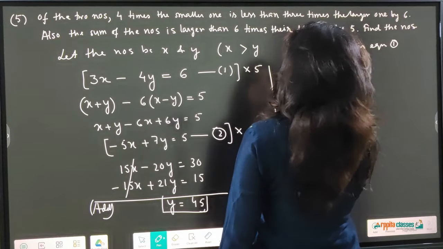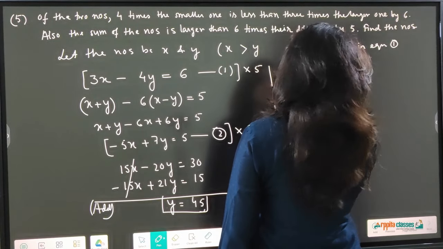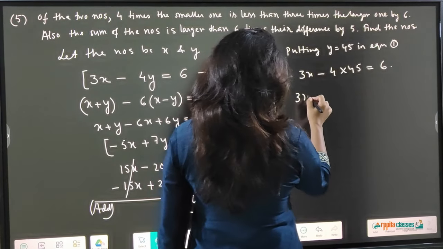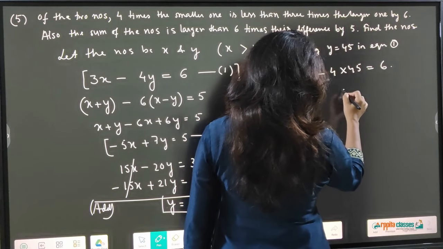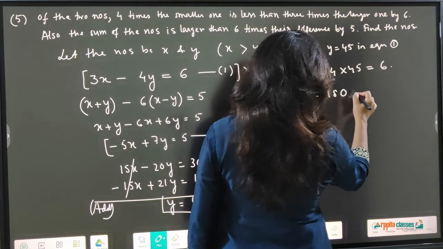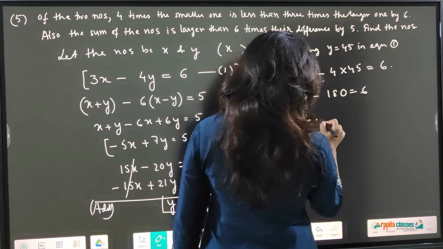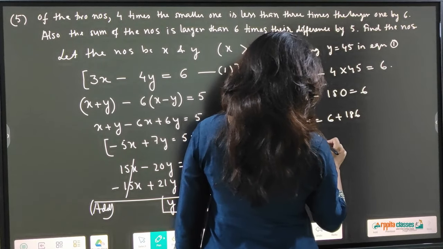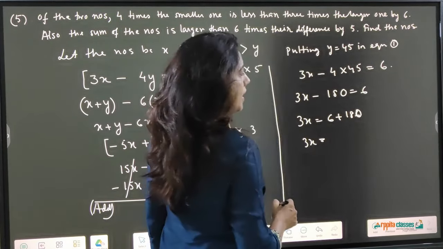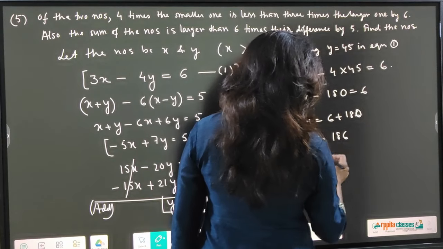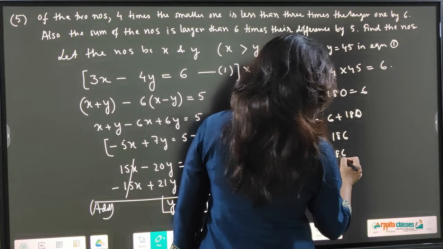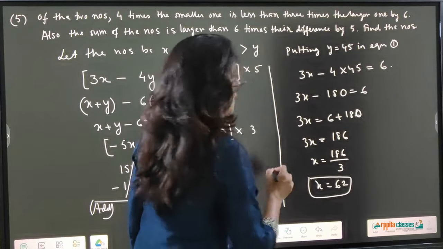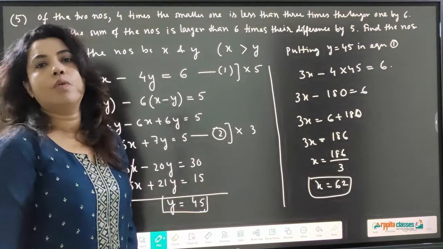Your equation 1 is 3x minus 4 into 45 is equal to 6. So 3x minus 180 is equal to 6. 3x is equal to 6 plus 180, this is 180, sorry. 180 plus 6 is 186. Therefore x is equal to 186 upon 3, that is 62. So the two numbers are 62 and 45.